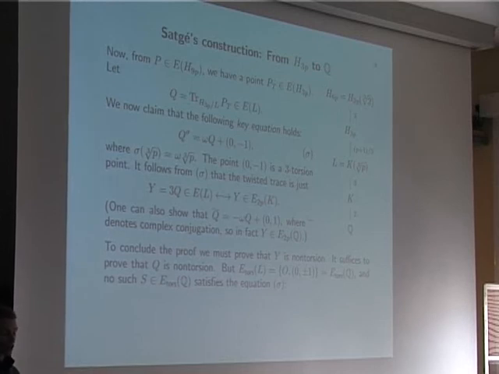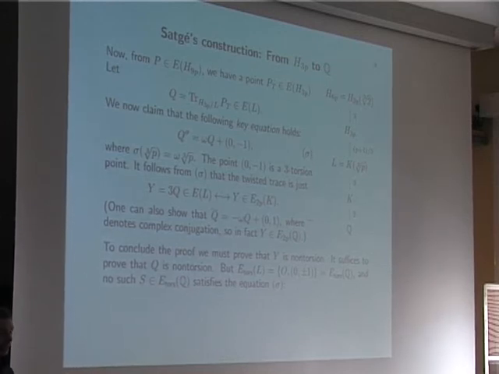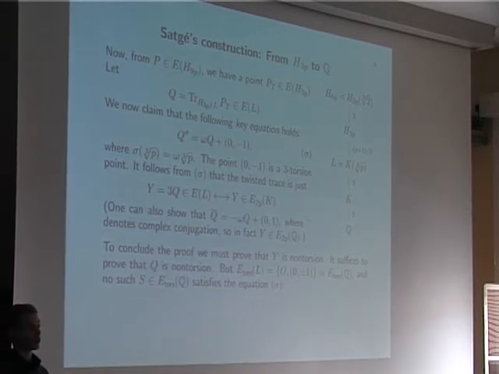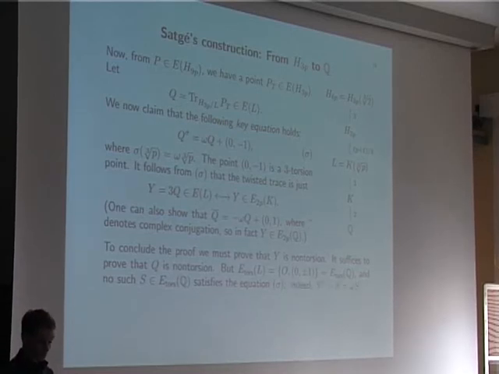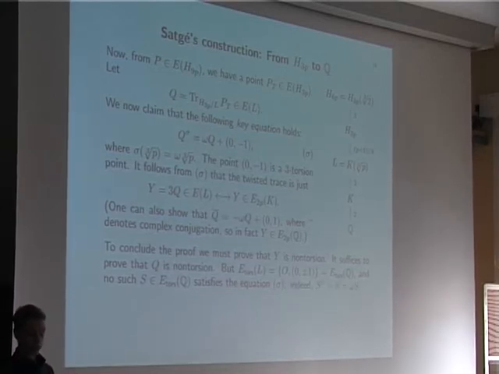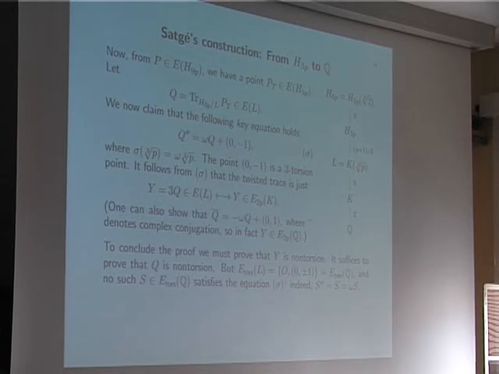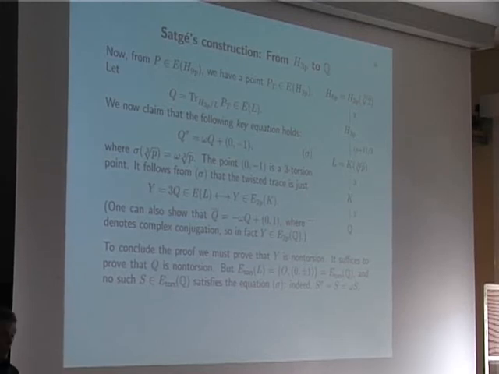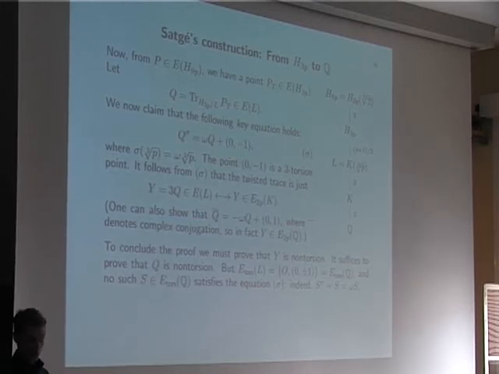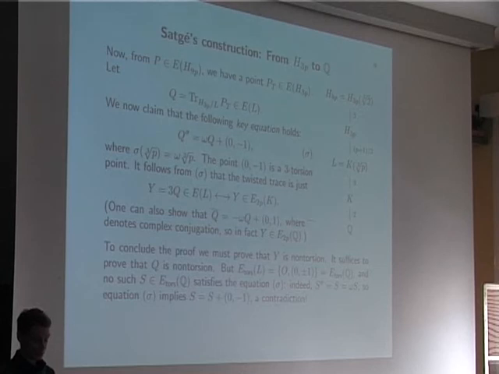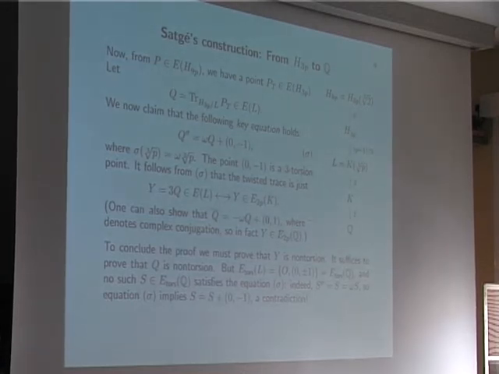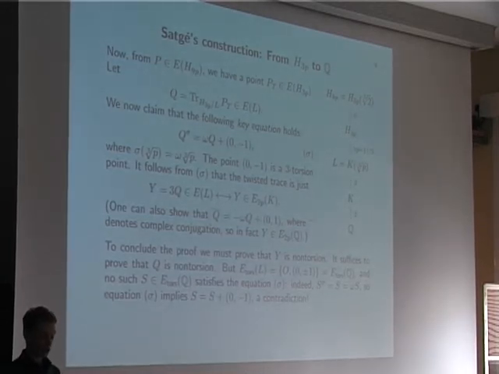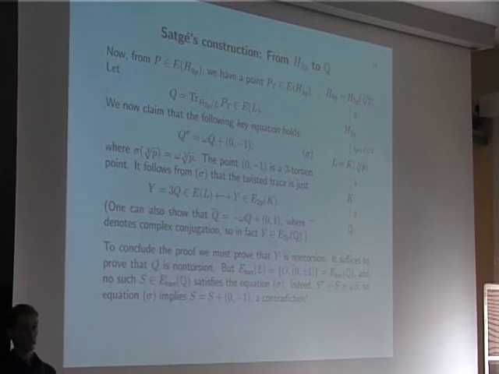All right, so now we have to check if each of these points S satisfies the equation sigma, which we know that Q satisfies. Okay, well, S sub sigma is just S again. And also, multiplication by omega just multiplies the x coordinate by omega, so that's also fixed by multiplication by omega. So if you plug that back into the key equation, you get S equals S plus (0, minus 1), and that's a contradiction.